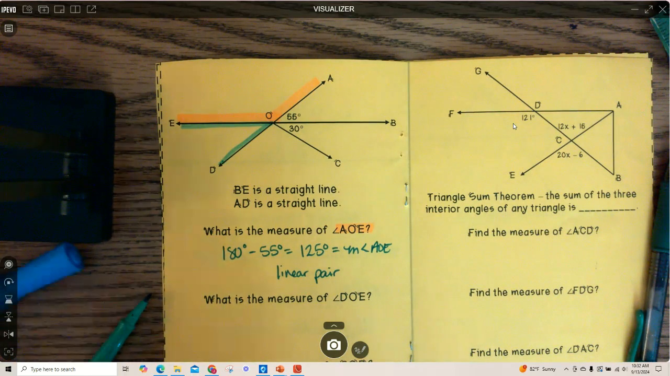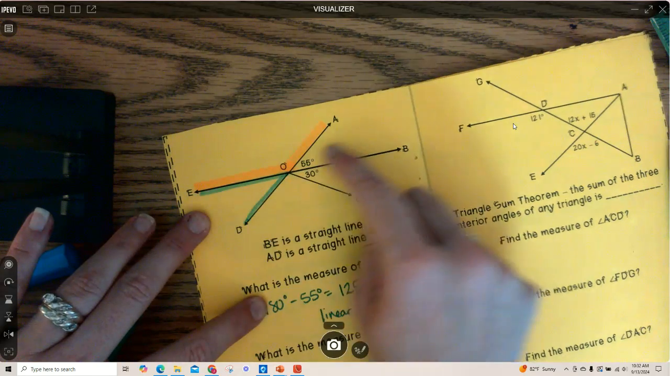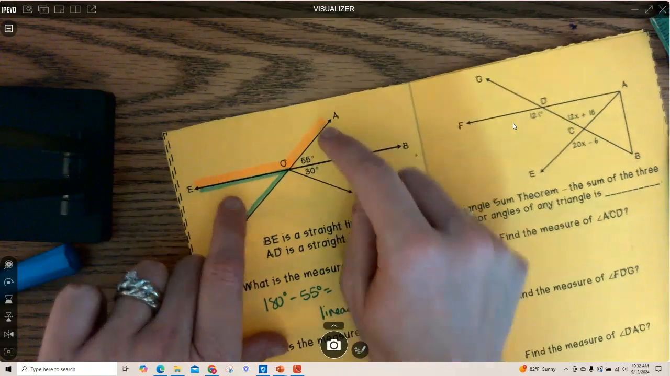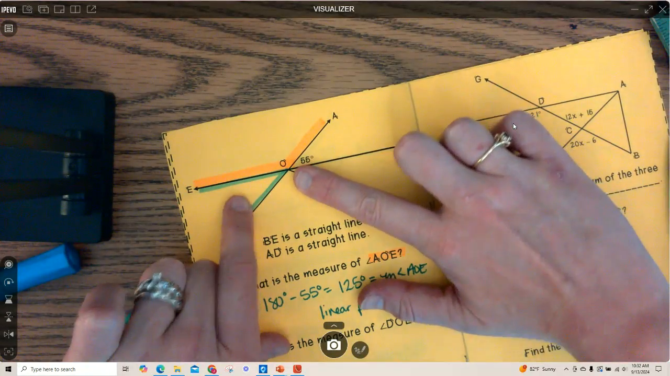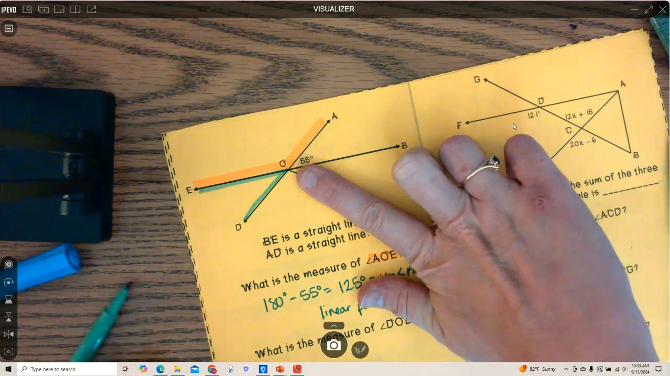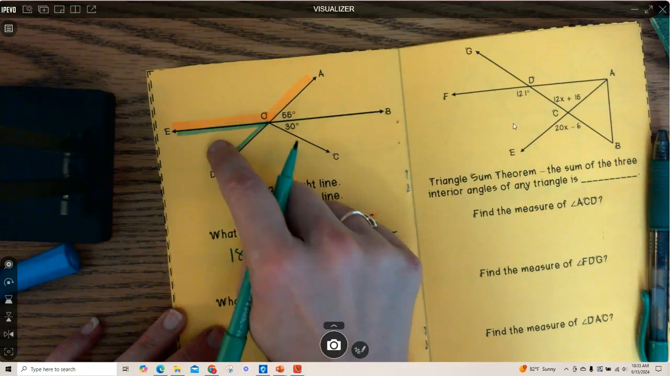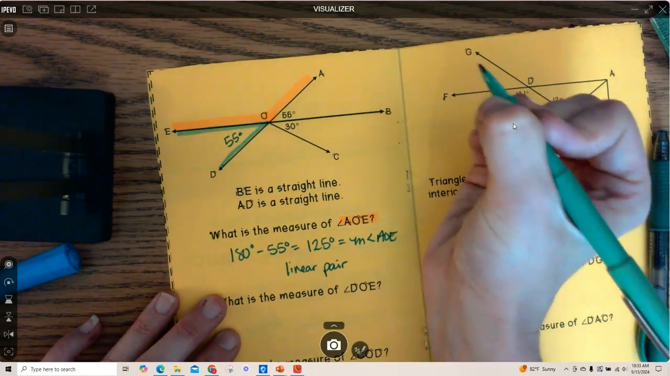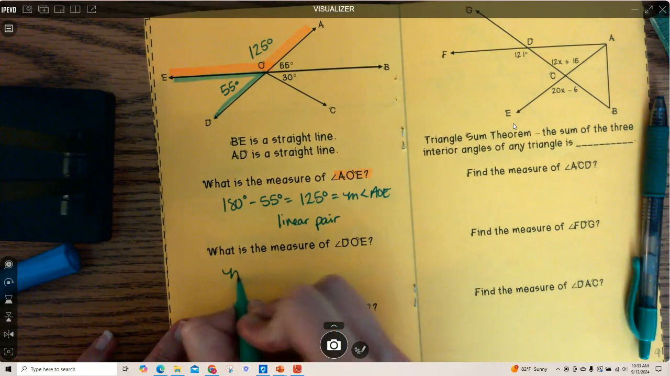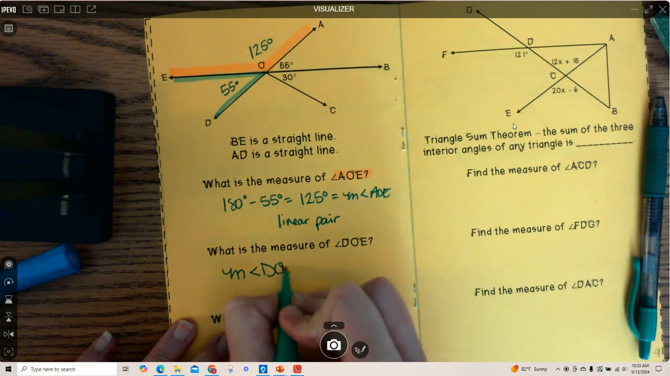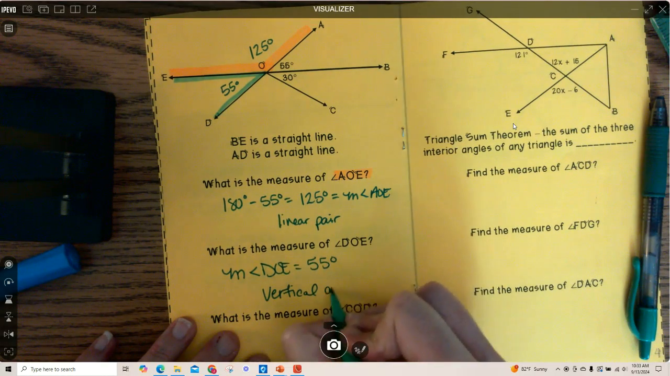Okay, so this one we have to look at really carefully. What we've got, this line is straight and this line is straight. So when we have two straight lines that intersect, we have vertical angles that are formed. Okay, it's hard to see. This extra little piece is there to throw you off, but you've got vertical angles. And so if this one is 55, then this one would be 55. And I'm going to go ahead and label this one in here too. It always helps to label your diagram. So the measure of angle DOE is 55 degrees. And those are vertical angles.